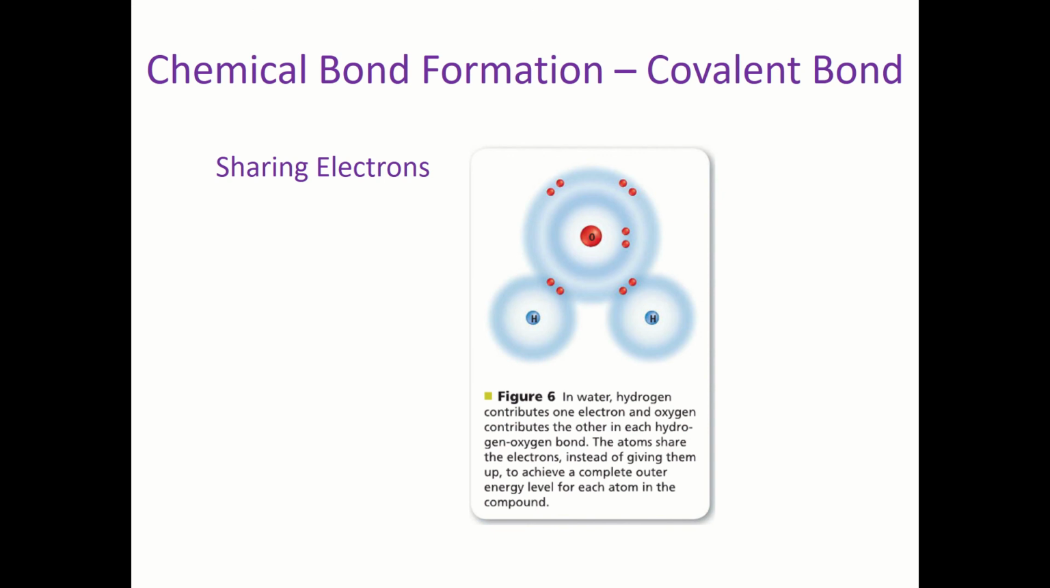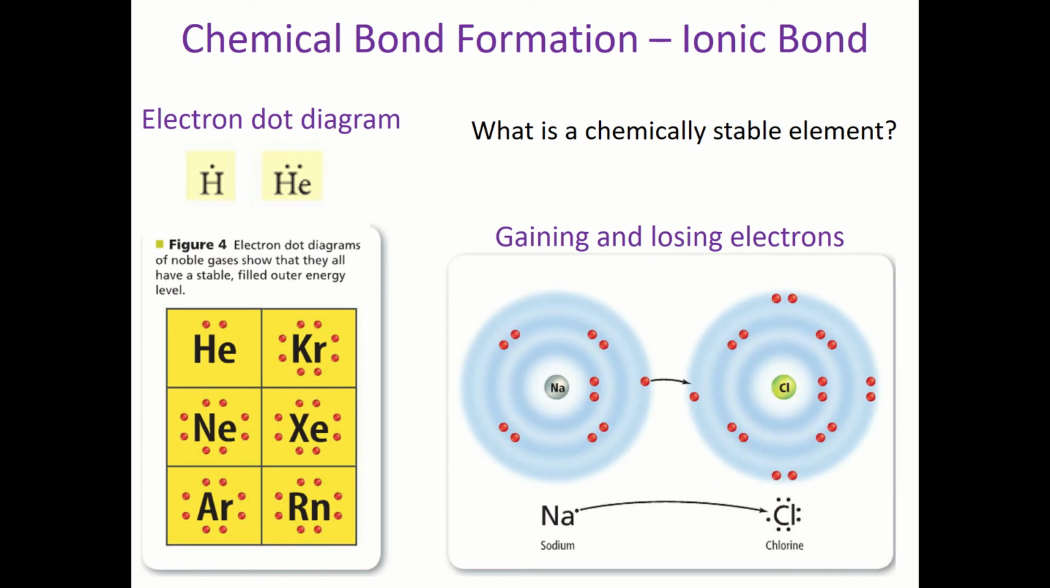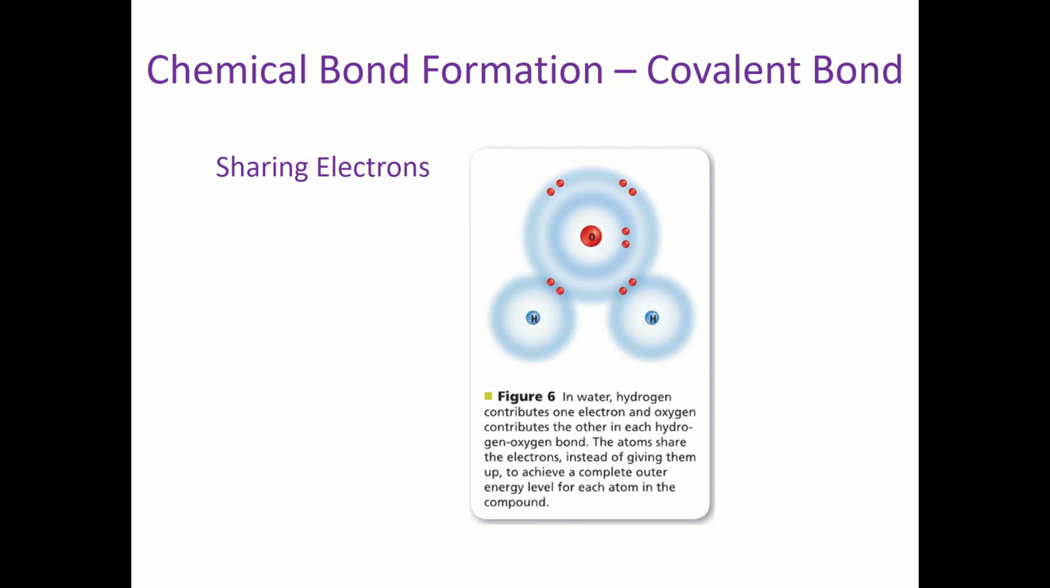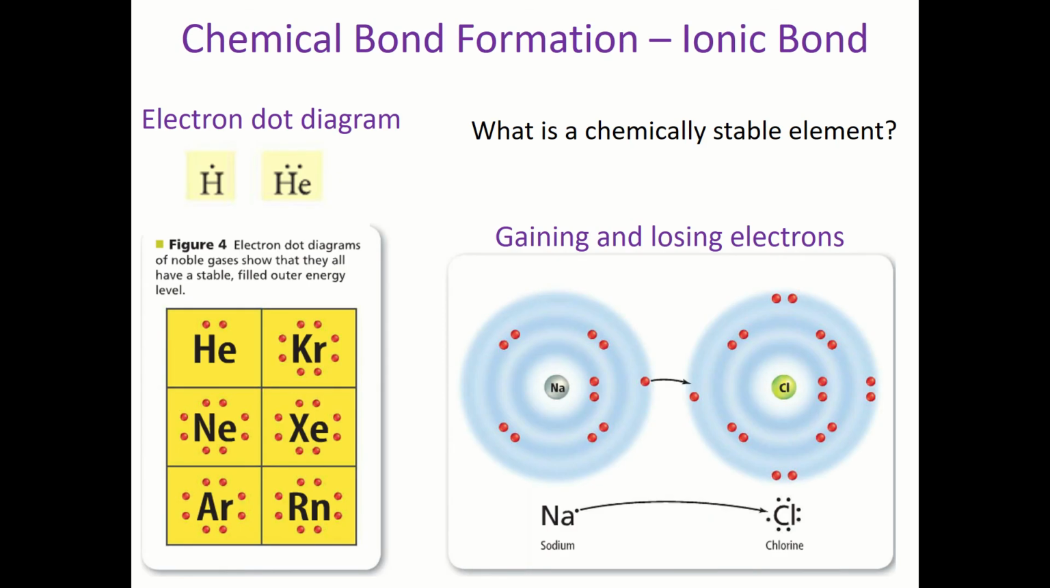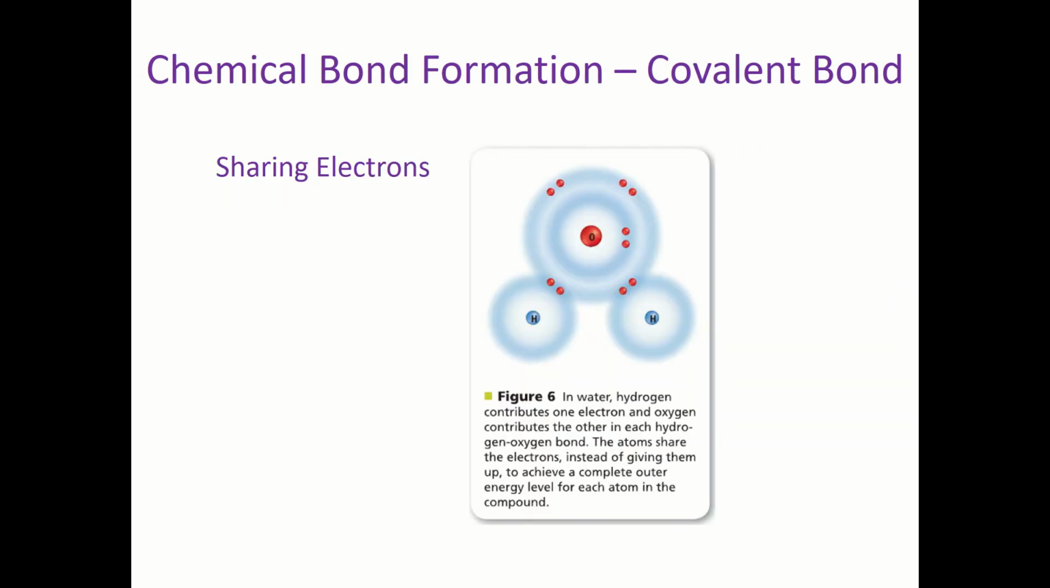Now, when that happens, a bond will form between these 2 atoms, and what do we call this bond? We call this bond the covalent bond, right? So the covalent bond is the bond that happens because of sharing electrons. So remember, I have 2 different kinds of bonds. I have the ionic bond, I have the covalent bond. The ionic bond happens when gaining or losing, and the covalent bond happens when sharing the electrons.